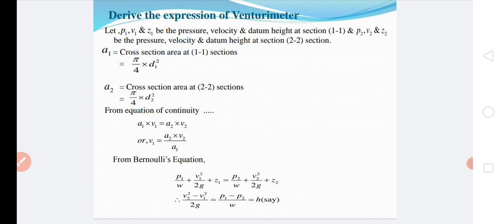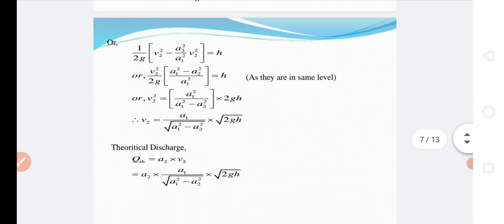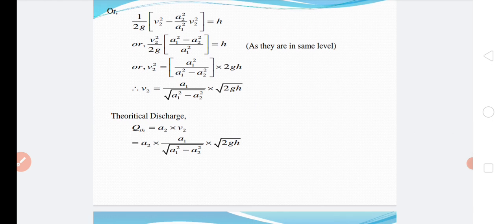So, from this equation we can write V2 square minus V1 square by 2G equals P1 minus P2 by W, which we can say is H. Taking 1 upon 2G common, we get 1 upon 2G into V2 square minus A2 square V2 square by A1 square equals H. Putting the value of V1 from the continuity equation, V2 square by 2G into A1 square minus A2 square upon A1 square equals H.